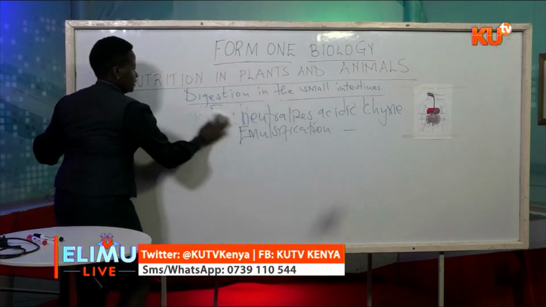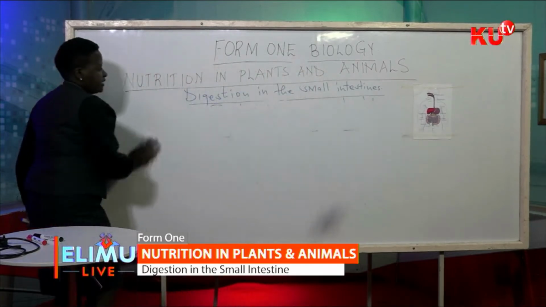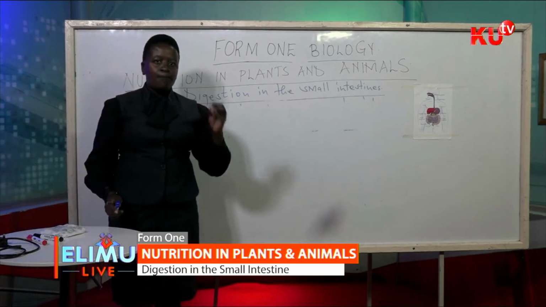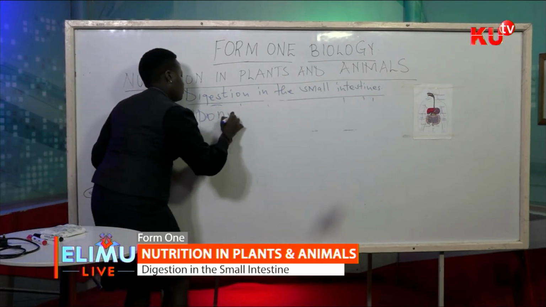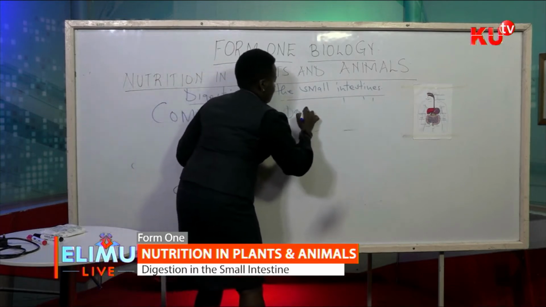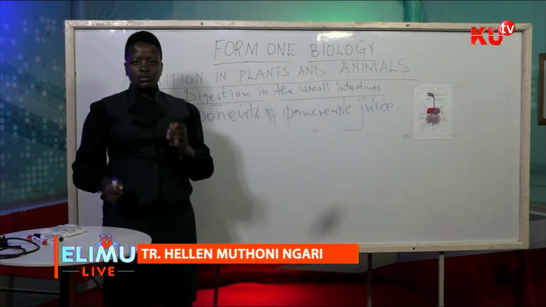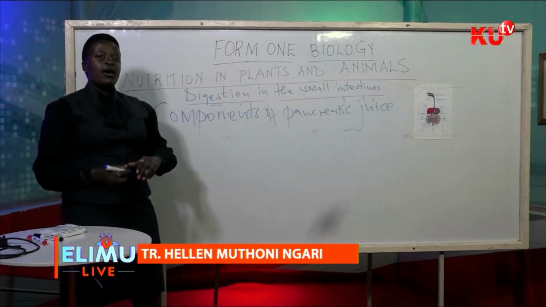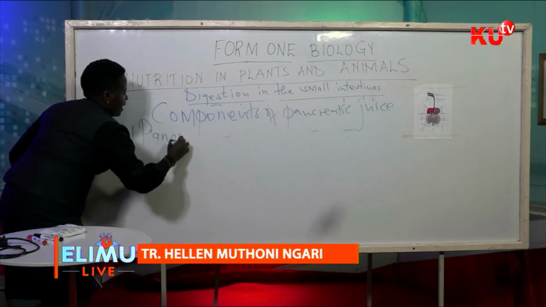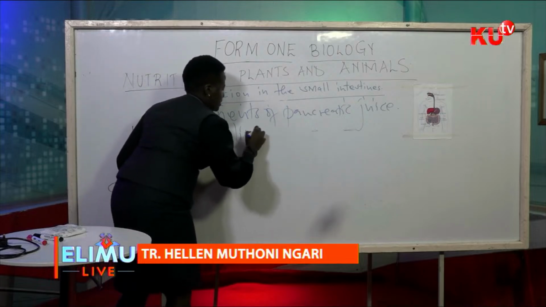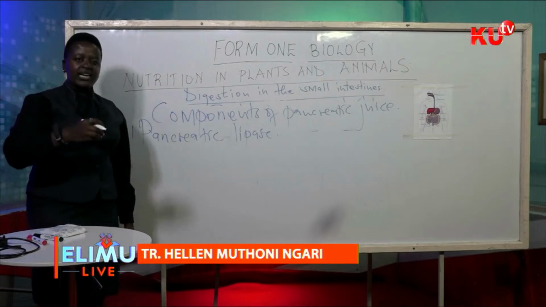So pancreatic juice has some components. Pancreatic juice is made up of 4 main components. So, components of pancreatic juice. The first component of pancreatic juice is called pancreatic lipase. The second component of pancreatic juice is called pancreatic amylase.